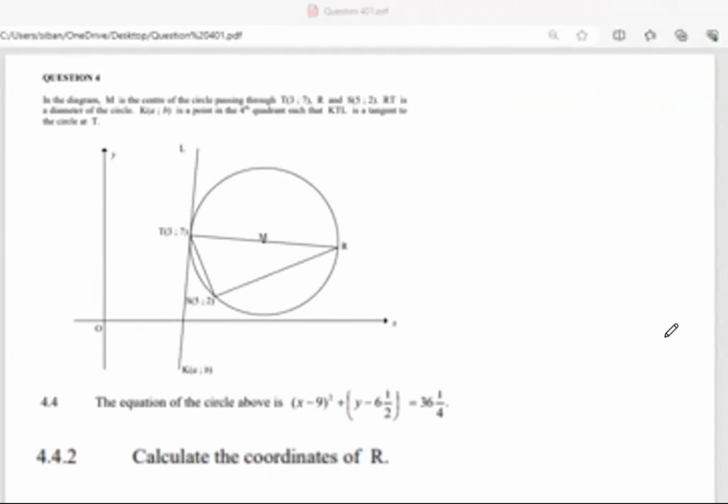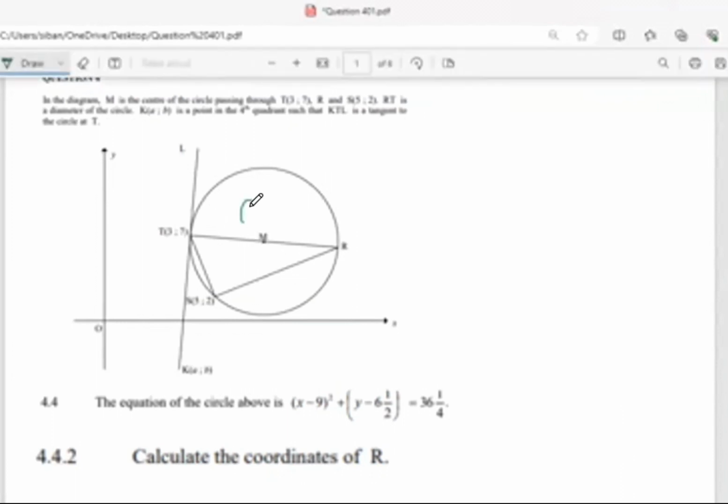4.4.2. Calculate the coordinates of R. Now remember, M is the midpoint of this circle, and its coordinates are 9 and 6.5. We call the coordinates of R, X and Y.